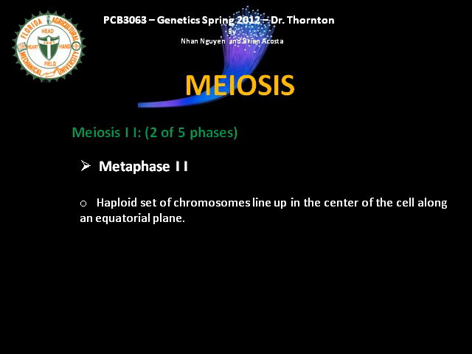Metaphase 2. During metaphase 2, a haploid set of chromosomes line up in the center of the cell along an equatorial plane called the metaphase plate. Each sister chromatid is really no longer a true sister due to crossing over in pachynema of prophase 1.